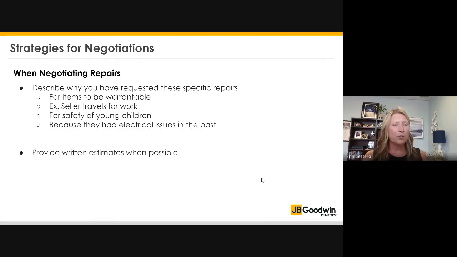Buyers can take that personally and say, hey, they want us to do all the work. That's not fair. Give context why. Describe that the sellers travel a great deal for work, so they're worried about not being able to keep a close eye on those repairs and make sure they're done the way that they would want them to be done.